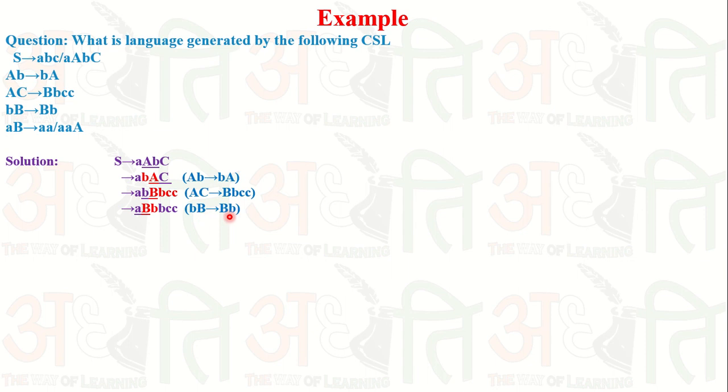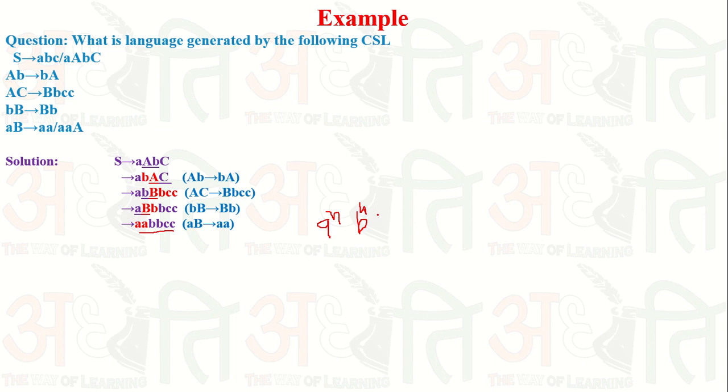Again we have small a and capital B. Just replace capital B with the help of small a, or we can say small a and small a. We want to terminate it, so we simply replace it with small a and small a. After getting small a and small a, we get twice a, twice b and twice c in terminals. If you are able to observe it, then you can say that this grammar generates a to the power n, b to the power n, and c to the power n.